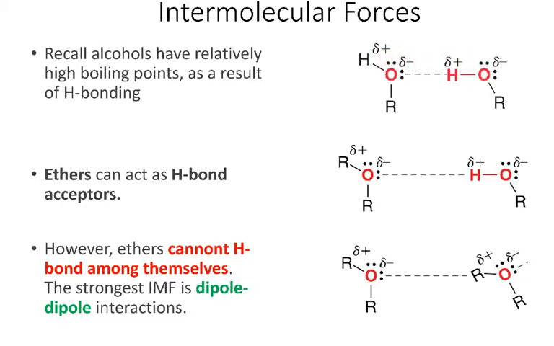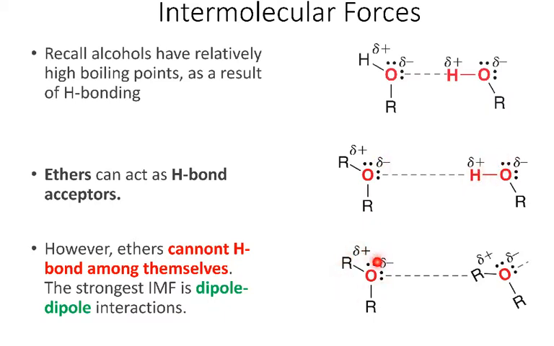Now, ethers can act as hydrogen bond acceptors, because remember, when we talk about hydrogen bonding, one of the molecules has to have the hydrogen directly connected to an oxygen. So if I have an alcohol, it meets that first, more strict criteria. The second criteria in hydrogen bonding is met as long as I have a polar molecule with an oxygen, nitrogen, or fluorine, right? And the ethers meet that criteria. So an ether can hydrogen bond with an alcohol.